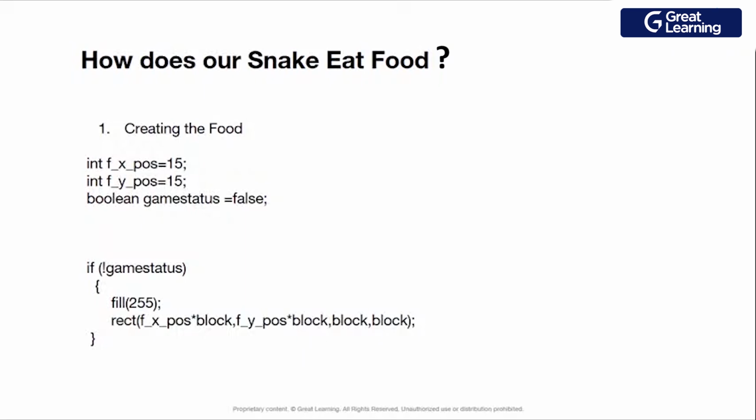So when we run this, we will have our food ready, and we will also create a boolean variable, that is game status. Unless and until the game is going on, this status is false, so we can move along. We have used this not sign. If game status is false, that means we can play along, and if it's true, that means the game is over, so don't create any food. Now this fill color will put some coloring into it.